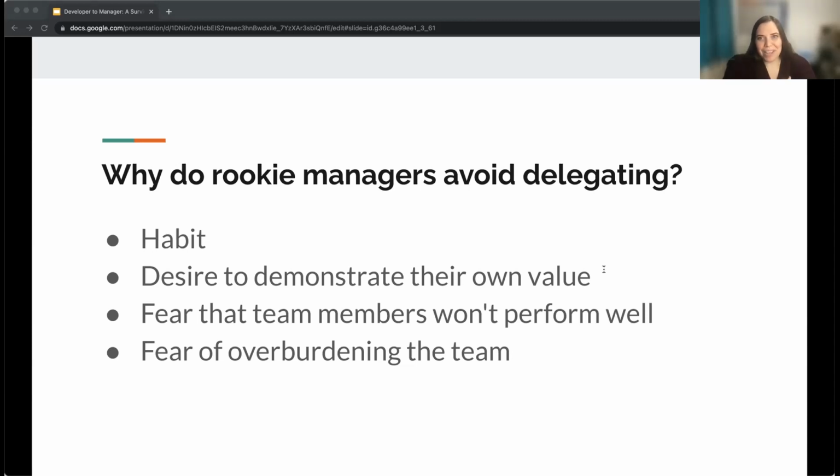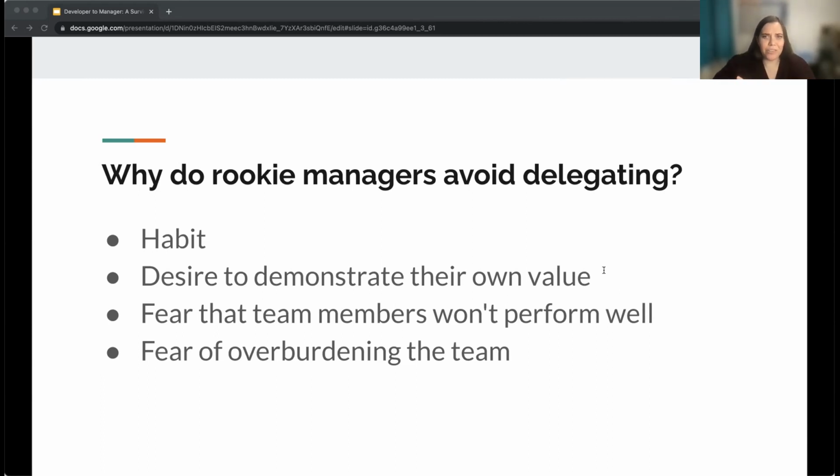You also might be afraid that if you give a task to your direct reports, they're just not going to do it right. I don't know about anyone else on the call, but in high school and college, I really hated group projects because there was always someone coasting by. And there's something about managing a team that brings that feeling of, oh no, they're going to let me down, right back to the forefront.